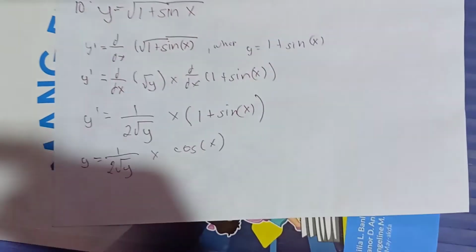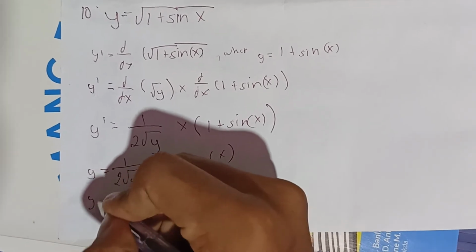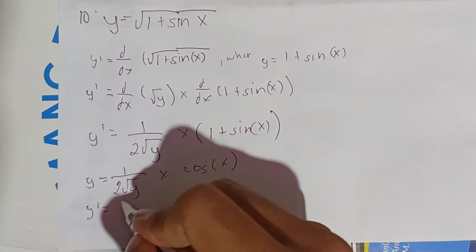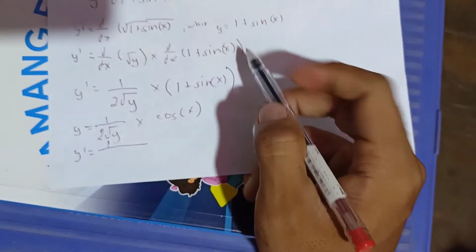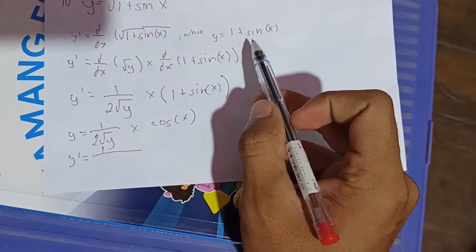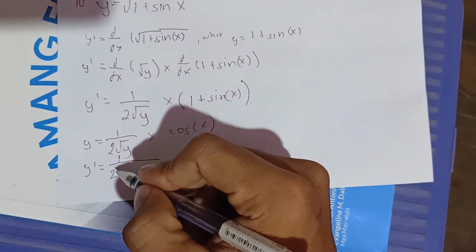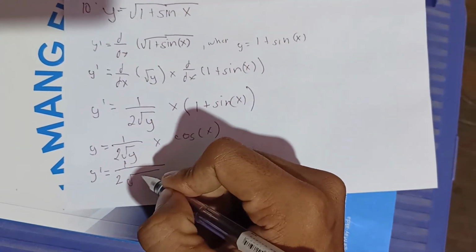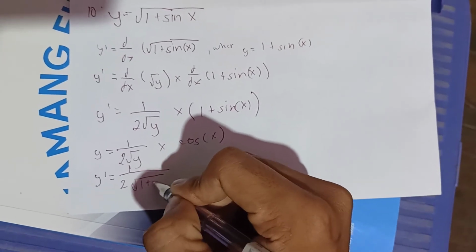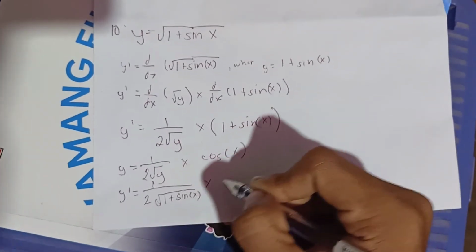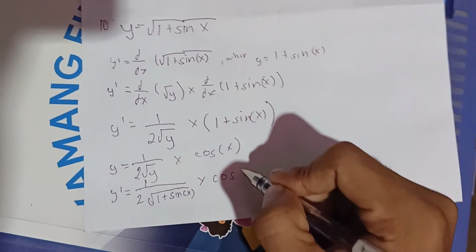Substitute again where u is. So y prime equals 1 over 2 times the square root of 1 plus sine x, times cos x, cosine x.